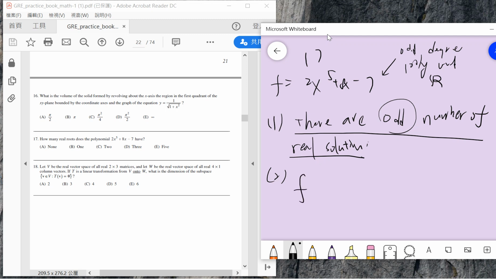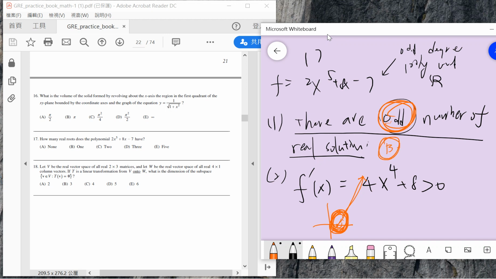Okay. So remember that f prime of x is 4x to the 4 plus 8, so it's always larger than 0. That means if f meets a point, then it keeps increasing. So at most you have 1 solution. Since we already know there are only an odd number of solutions, it contains 1. So the answer is B, one solution.